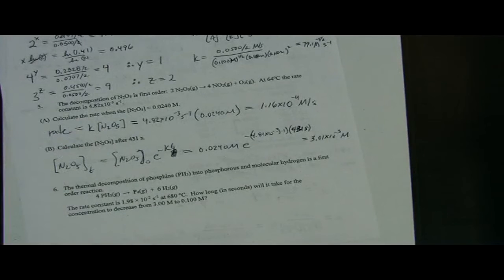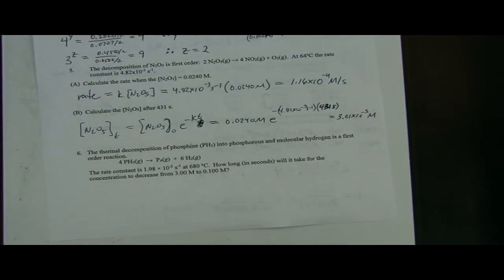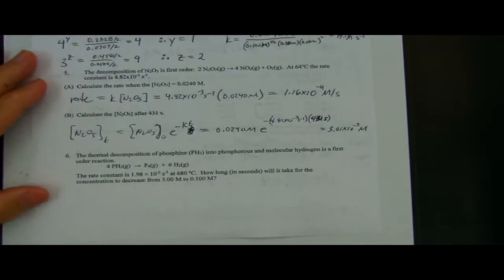All right. The thermal decomposition of phosphine into phosphorus and molecular hydrogen is a first order reaction. The rate constant is 1.98 times 10 to the minus 2. How long will it take for the concentration to decrease from 3 molar to 1 molar? You know how to do that? All right, then let's forget about that. Nah, we can do that one. Now, how would you do that one? Well, I see there's another one just like it, so I'll let you do that one on your own.